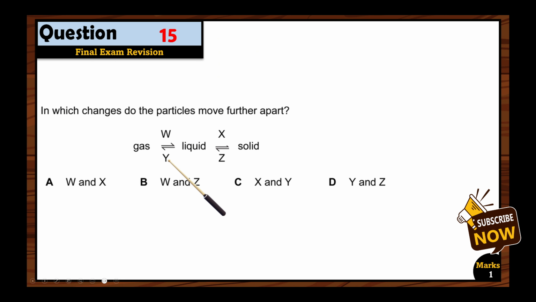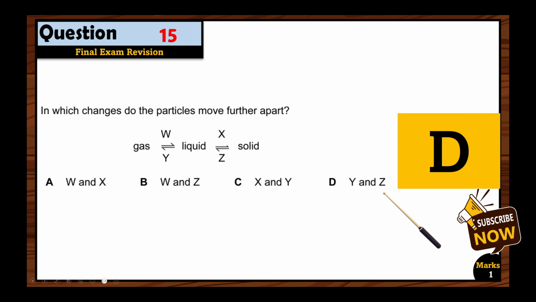If you see the arrow, solid is converted into liquid through Z, and then liquid is converted into gas through Y process. So Z and Y are correct. Where can we see Z and Y? Okay, it's D. Option D is correct.